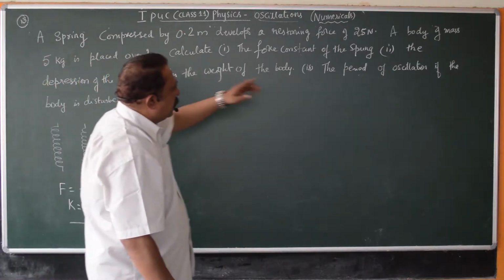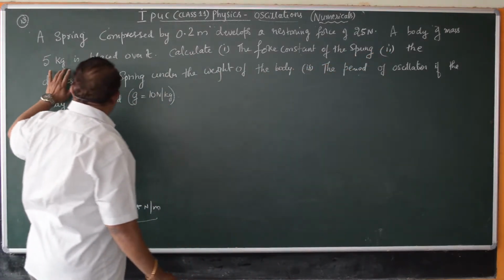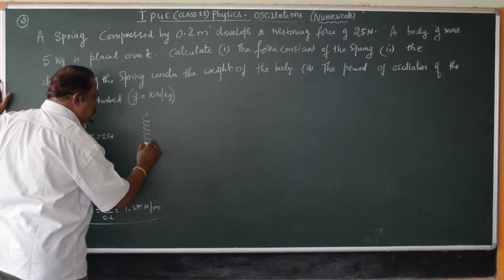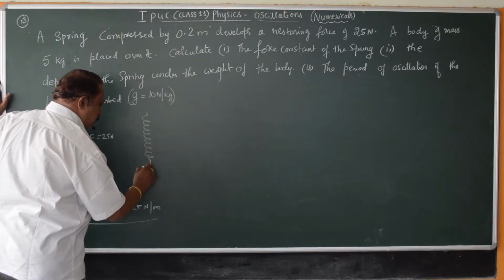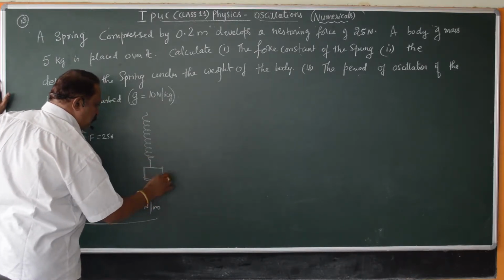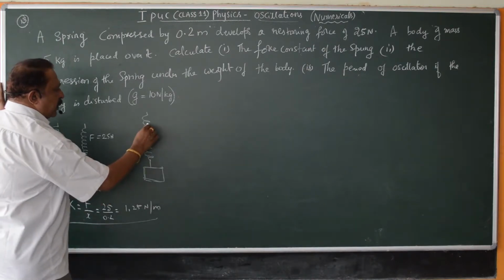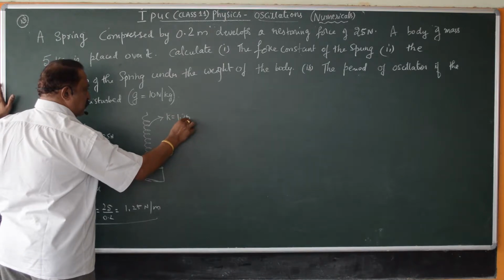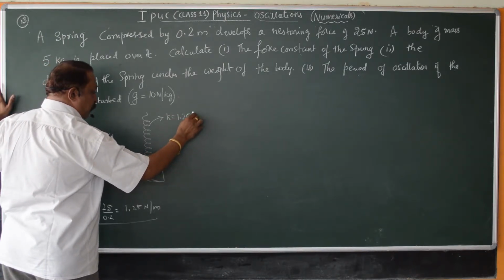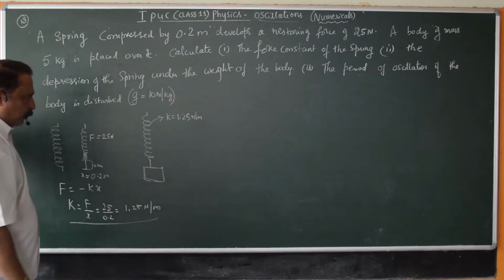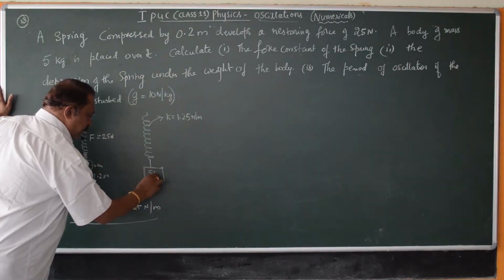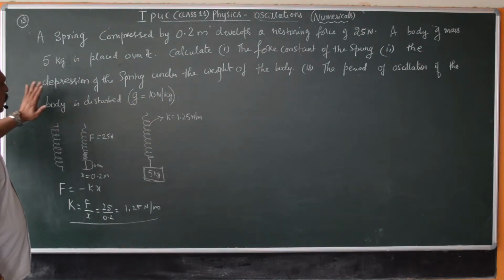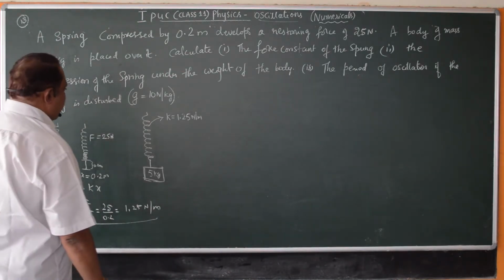Okay, now what has happened? Now a body of mass 5 kg is placed over it. Now 5 kg mass is attached to the spring. We already know that the force constant of the spring is 1.25 newtons per meter, and this 5 kg mass is attached. What do you want to find? The depression of the spring under the weight of the body.